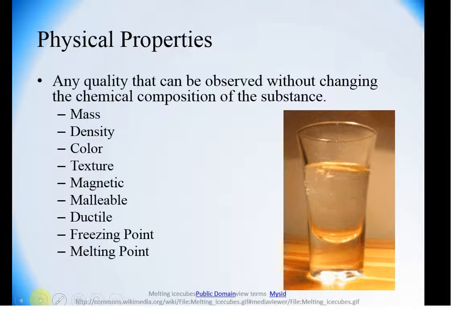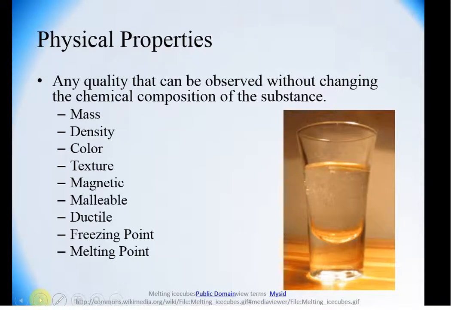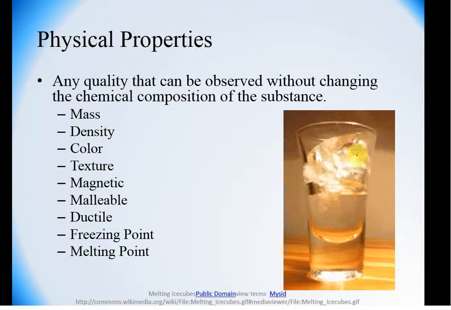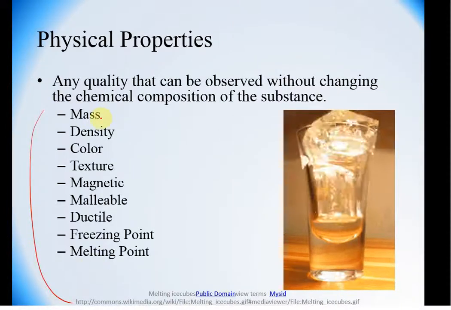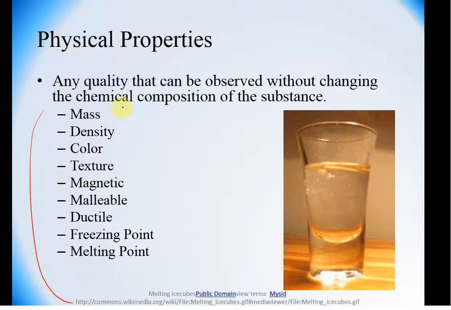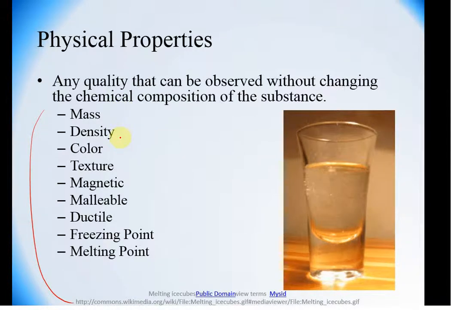Physical properties are something that can be observed without changing the identity of the substance. So for example, here we have ice that's melting. It is still water, whether it is solid or liquid. It doesn't matter. So other examples of physical properties are these. Mass, you can step on a scale without changing your composition. The density, you can see if a penny is going to sink or float in water based on its density. It's still going to be a penny regardless of what happens.